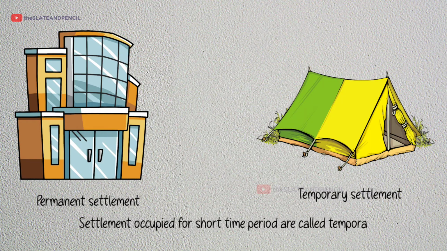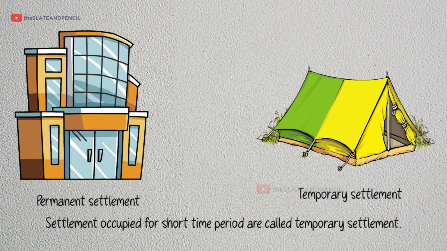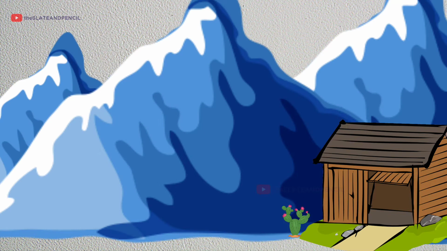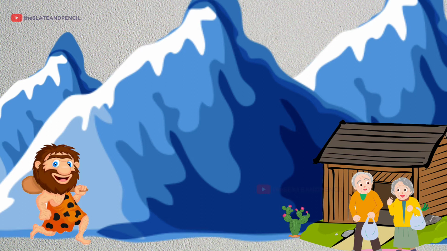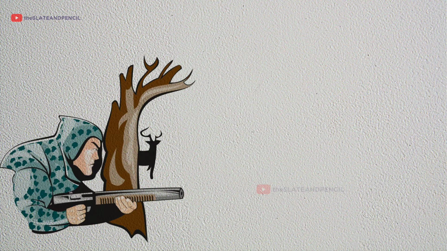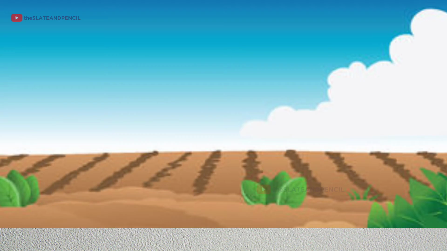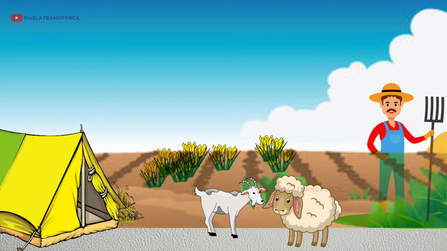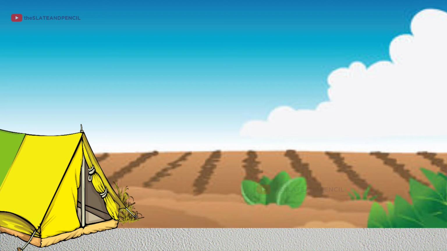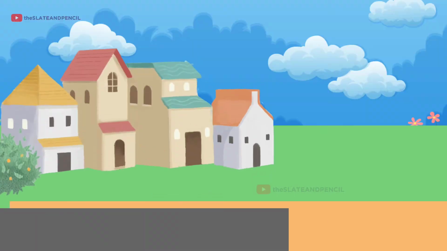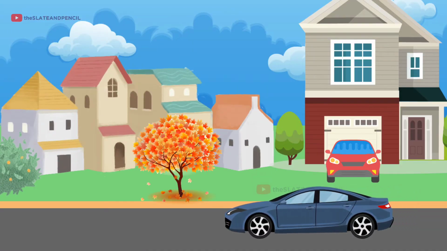Settlements occupied for a short time are called temporary settlements, like those of people in the mountains, forests and deserts. They are mostly hunters and gatherers. They practice shifting agriculture, where they clear a patch of land, cultivate the crops, harvest and then move to new land. Nowadays, more and more settlements are becoming permanent.